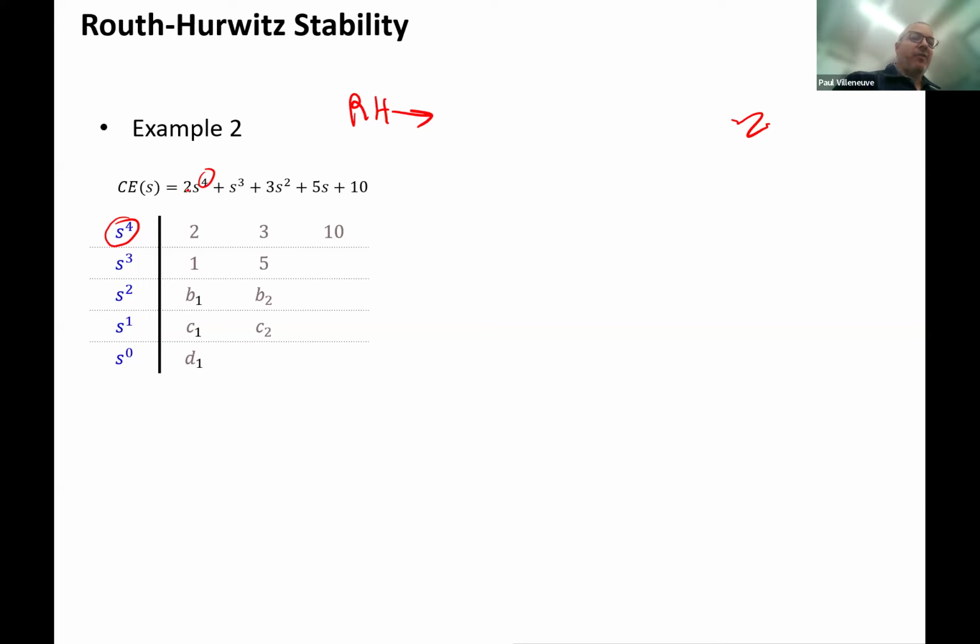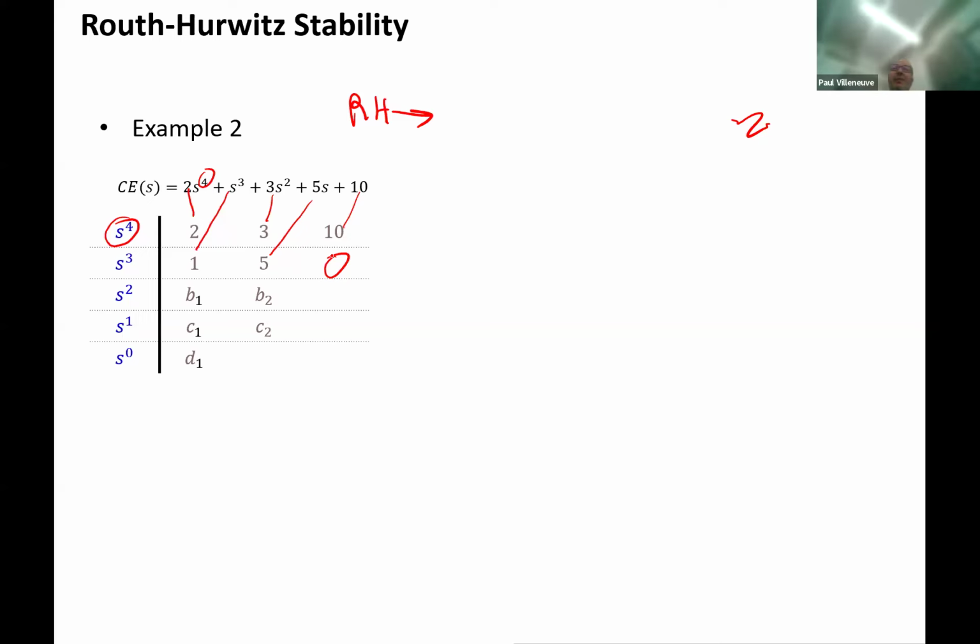So in our S4 row, we grab the coefficient associated with S4. Then we skip. Then we go to the S squared term. And then we go to the S to the 0 term because we're skipping along. And then now we go to the S3 row. There's our 1. There's our 5. And there's no other coefficients.